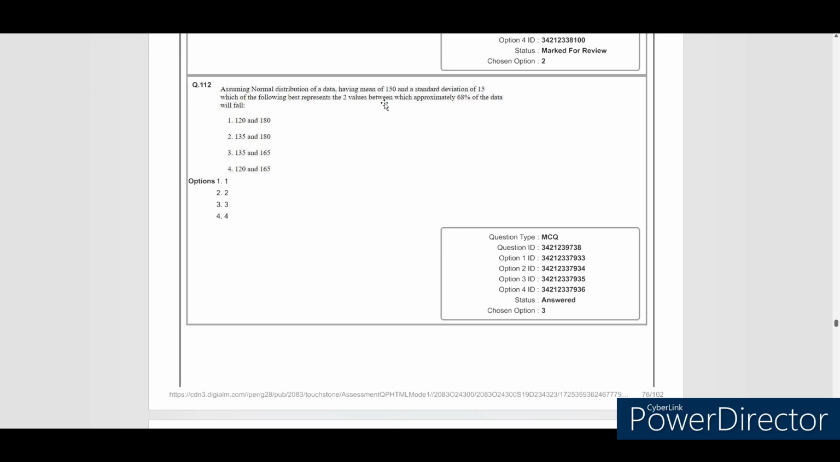So it should fall between only 1 standard deviation. So what is the SD in this question? It is 15. So it should be 150 minus 15 to 150 plus 15, that is 165. So the correct answer should be, I think, 135 and 165.